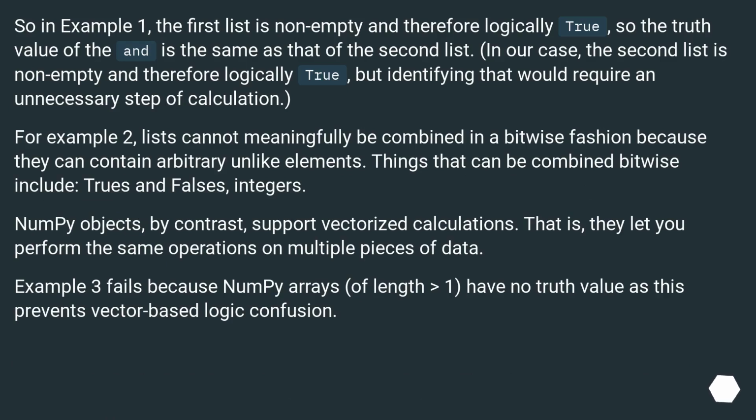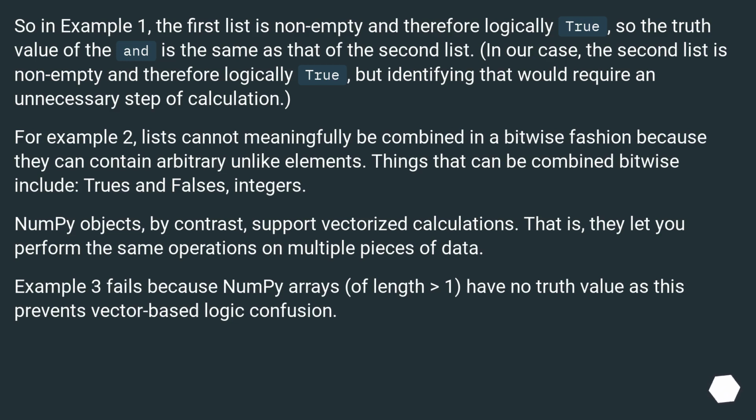So in example 1, the first list is non-empty and therefore logically true, so the truth value of the `and` is the same as that of the second list. In our case, the second list is non-empty and therefore logically true, but identifying that would require an unnecessary step of calculation. For example 2, lists cannot meaningfully be combined in a bitwise fashion because they can contain arbitrary unlike elements. Things that can be combined bitwise include trues and falses, integers.